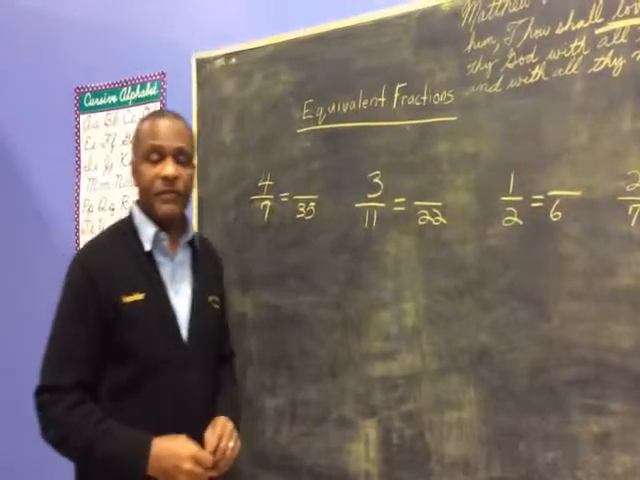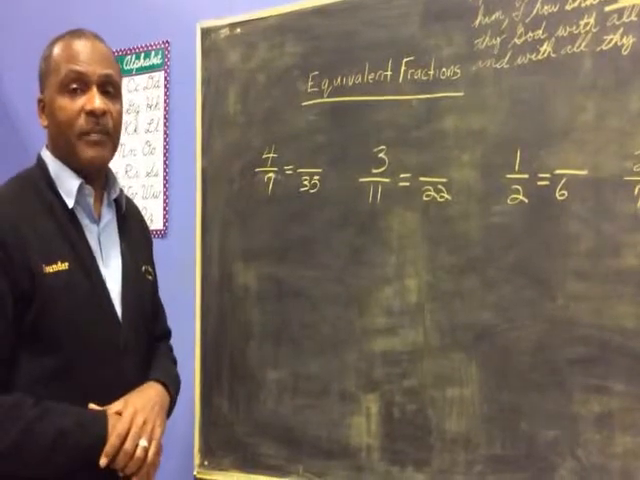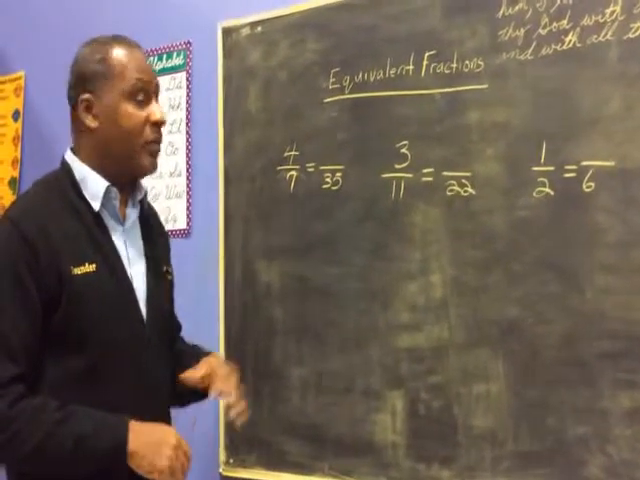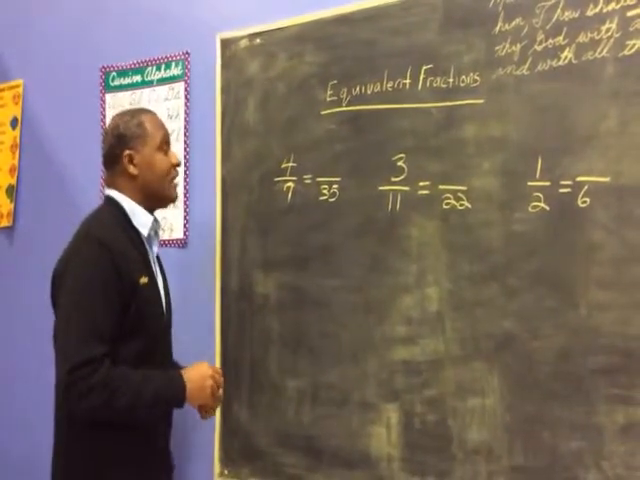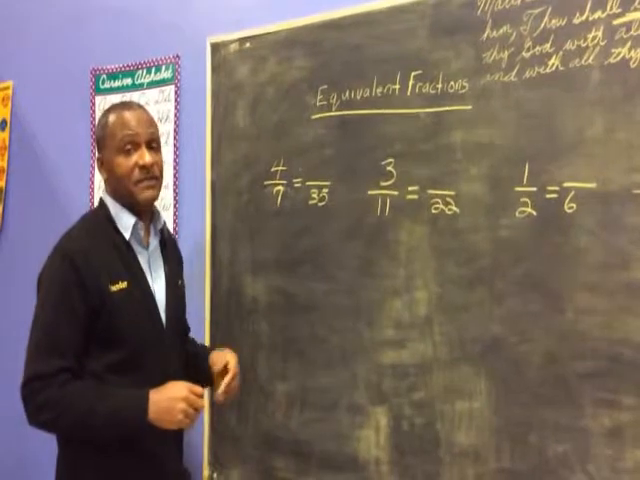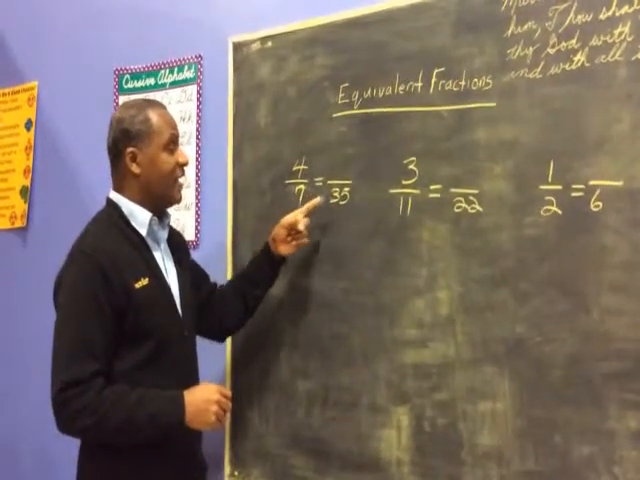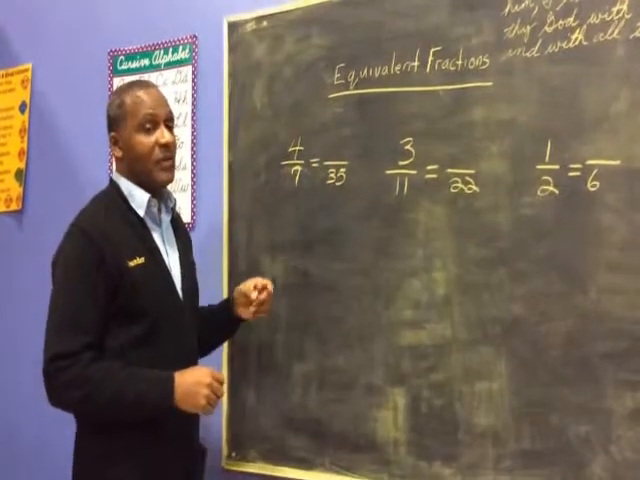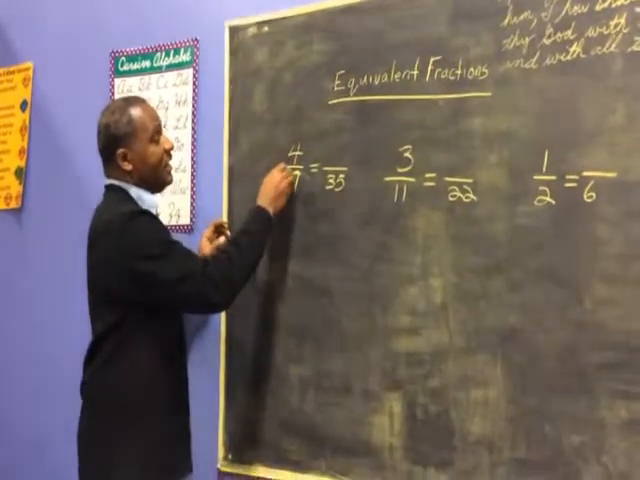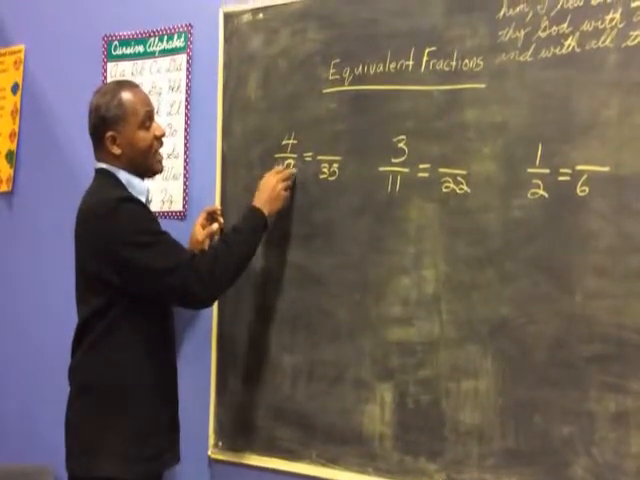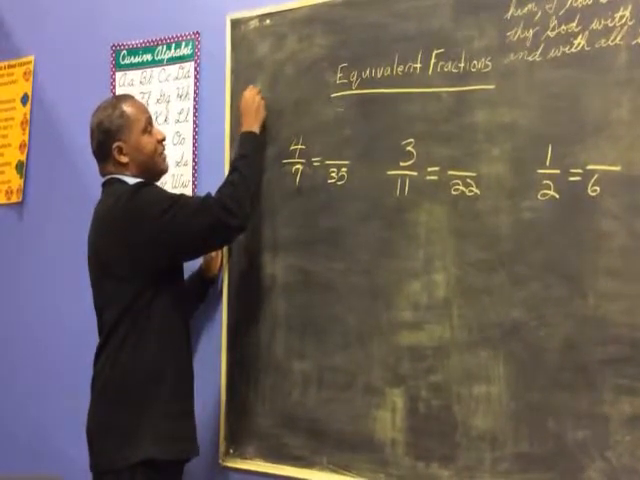Today we're going to talk about equivalent fractions, and how to get the equivalent fraction using the common factor. What we do is figure out what number we actually multiplied times this 7 that gave us 35. We're going to use that same common factor, which is some number that we multiply times 7 to give us 35. That's going to become our common factor.